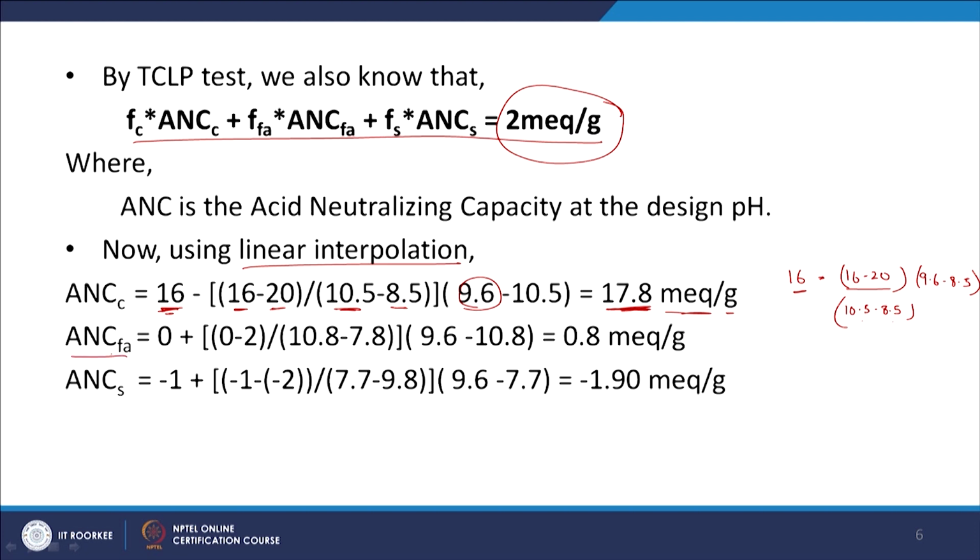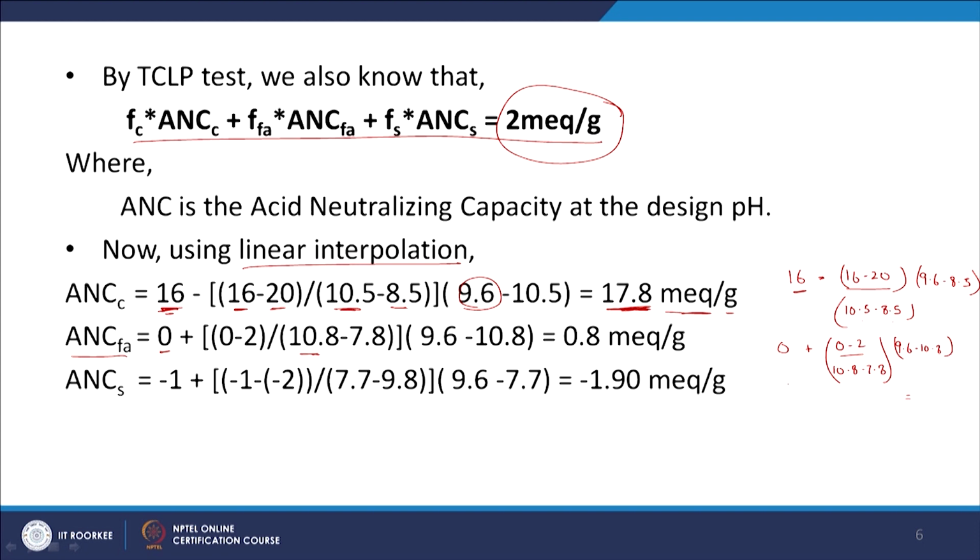Then for fly ash, as we observed, I thought it might be negative, but let us say it is not. So, 0, right, at pH of 10.8, right. What do we have here? 0 plus 0 minus 2 by 10.8 minus 7.8 into 9.6 minus 10.8, right. So, again we have a linear interpolation here.